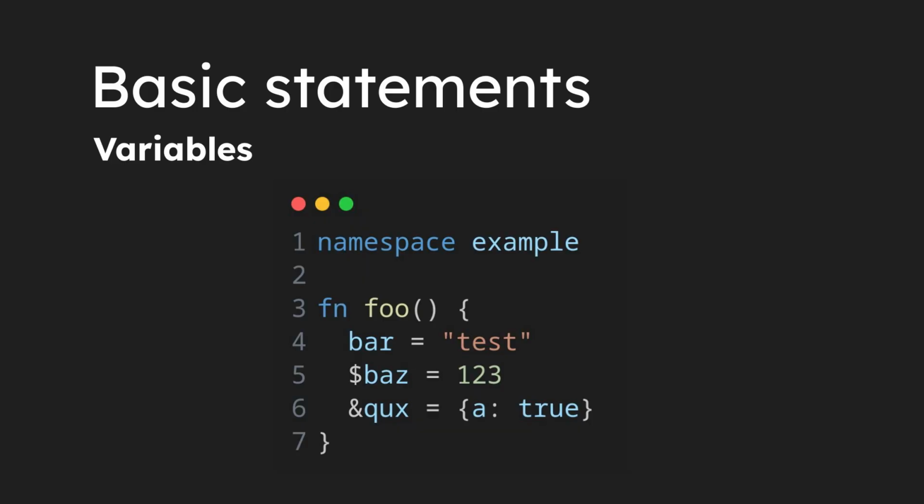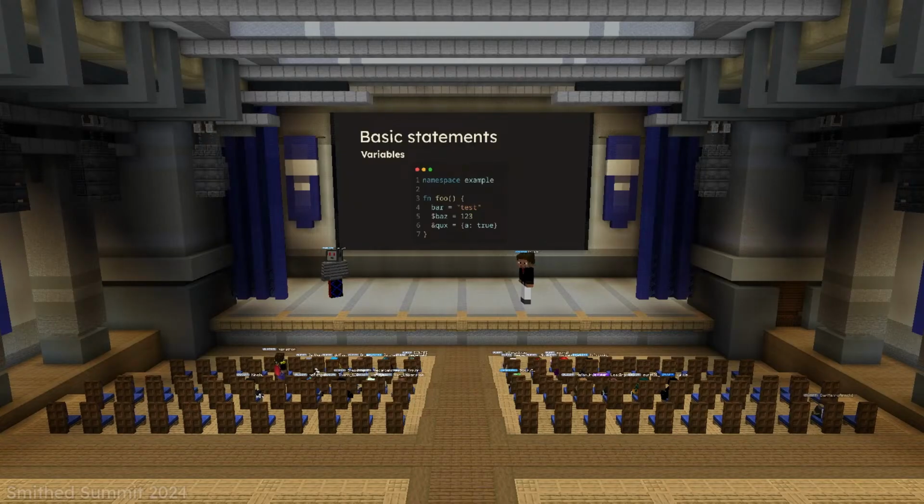Looking at this example here, we've got bar equals test. This represents a storage variable, and that is setting the NBT value of test to the data storage bar. And then we've got this $baz, and that represents a scoreboard variable, and we're setting that to 123. We also have here a compile time variable. This doesn't actually generate into the code, and we'll explain more about these later, but it's really just here to show that we do have other prefixes that have meaning in Zoglin. These are just the main ones.